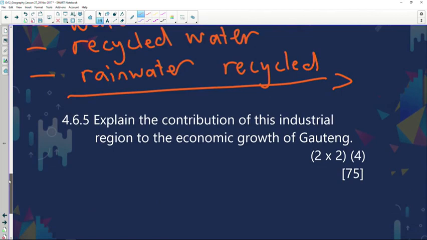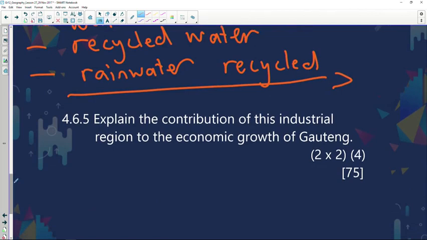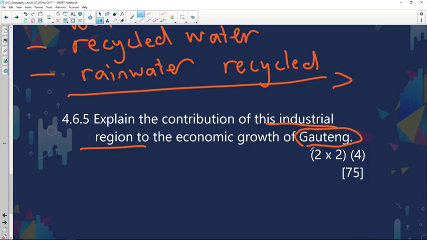Now, if you look at our next question, 4.6.5, explain the contribution of this industrial region to economic growth of South Africa. Now, first of all, if you look at Gauteng, it's the smallest province in South Africa, but the greatest population live there. So you need to keep in mind a lot of pressure has been put onto our resources, not only natural resources, but also the infrastructure of Gauteng. I'm talking roads, I'm talking electricity, I'm talking open space, because of the amount of people living over here. But the contribution, because of this area, the PWV, because of Gauteng, people want to move over here, people want to live over here because of employment opportunities.